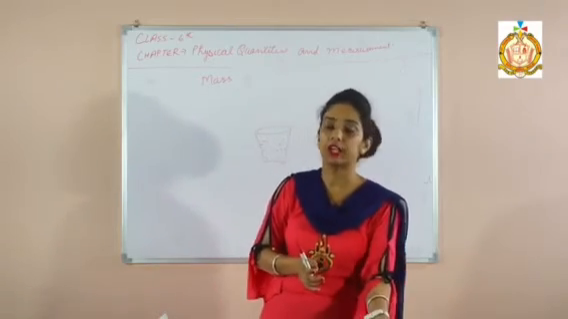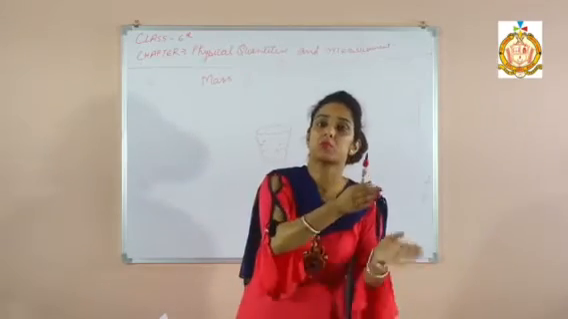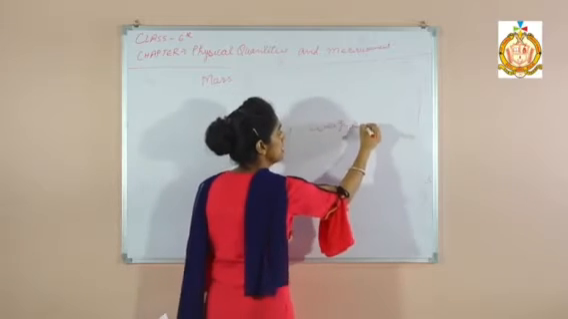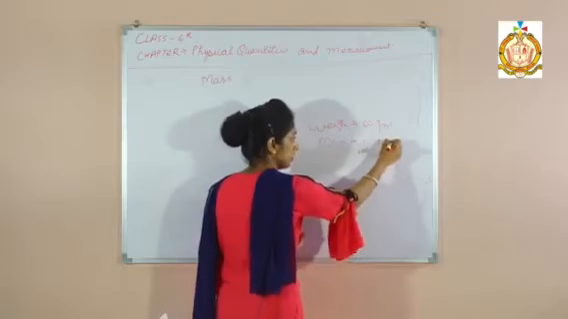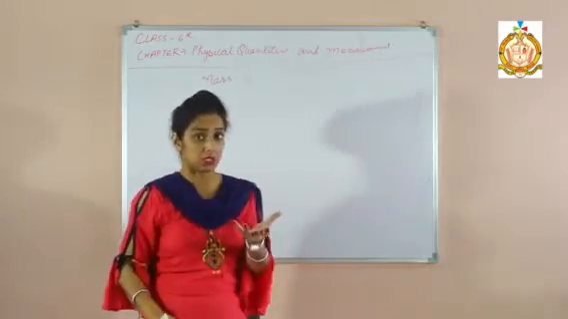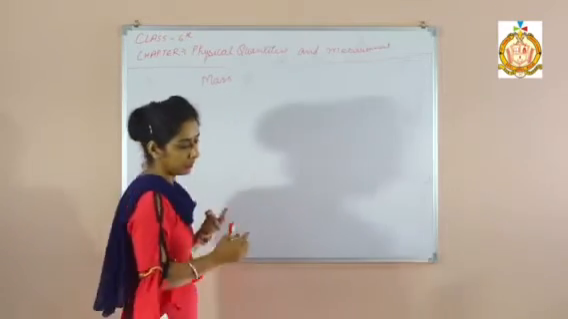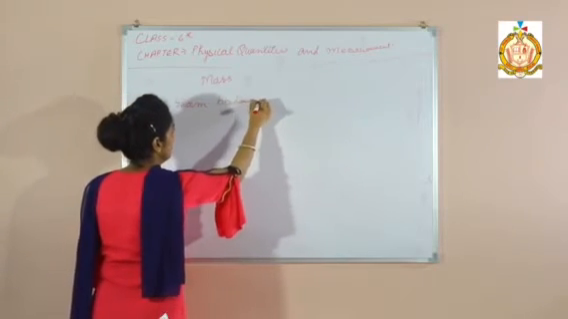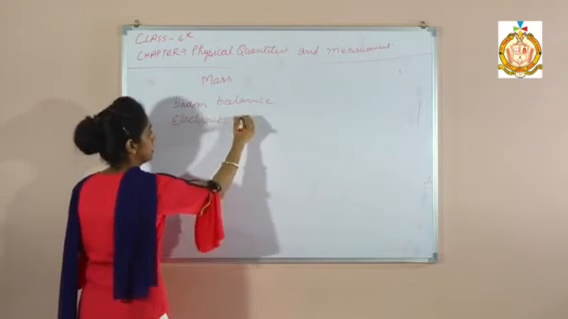Suppose the weight of the book is 50 gram. In physics, it is the mass of the book. Suppose the weight of the book is 50 gram, it means the mass is what? The mass is 50 gram. Now, how to measure the mass? We can measure the mass with the help of a beam balance and with the help of an electronic balance, right?